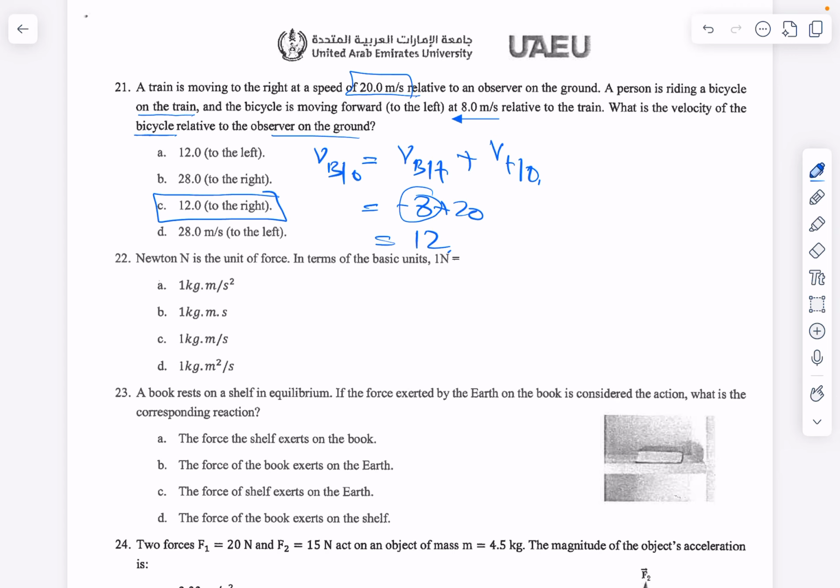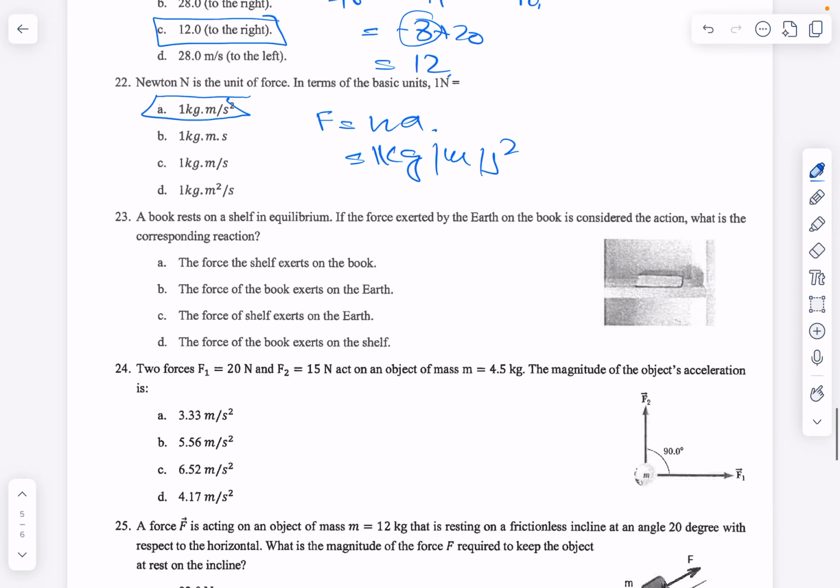Now what is a Newton? Newton is mass times acceleration. So 1 kilogram meter per second squared. So option A is correct. Now Newton's third law: the book rests on the shelf, and if the force exerted on the book is considered as an action, what is the corresponding reaction? So the force of the book exerted on the earth is its reaction.